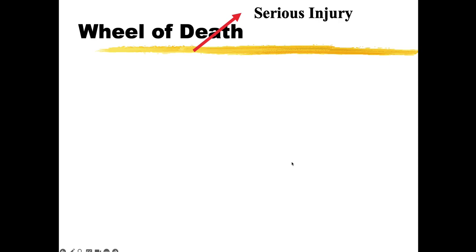So, for example, now this is a demo, the Wheel of Death, that we're going to do in class, and we've demoted it to the Wheel of Serious Injury. This one's probably, there's no nails involved on this one.